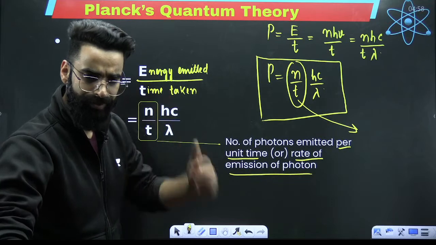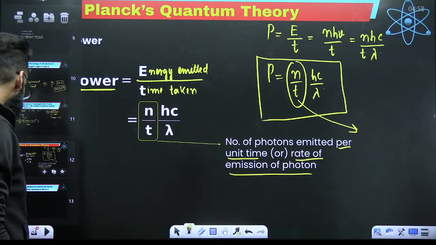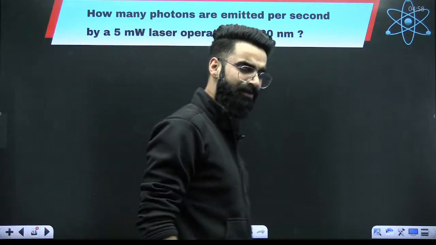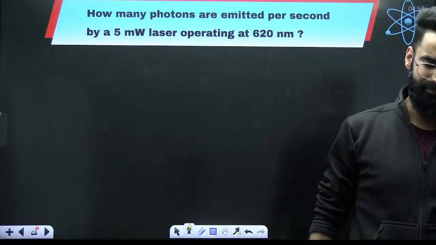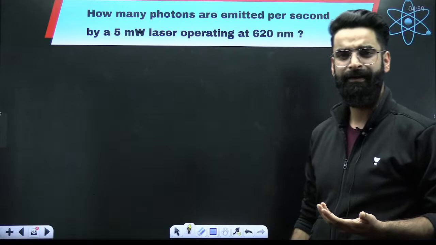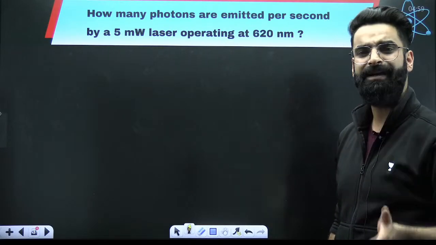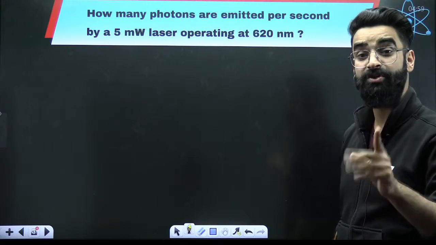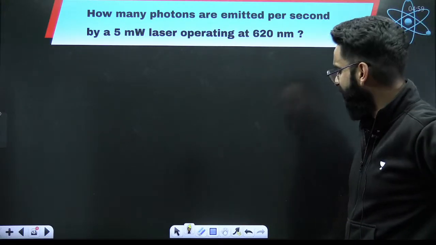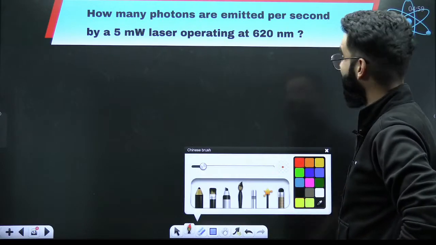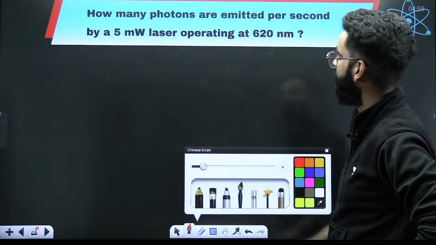Perfect. Now let's get to know what kind of question can be asked from this power. It's a simple topic, right? Energy emitted divided by time taken. That's it. N by T is something which you call the rate of emission of photons. My dear students, look at this particular question and see what it is all about.